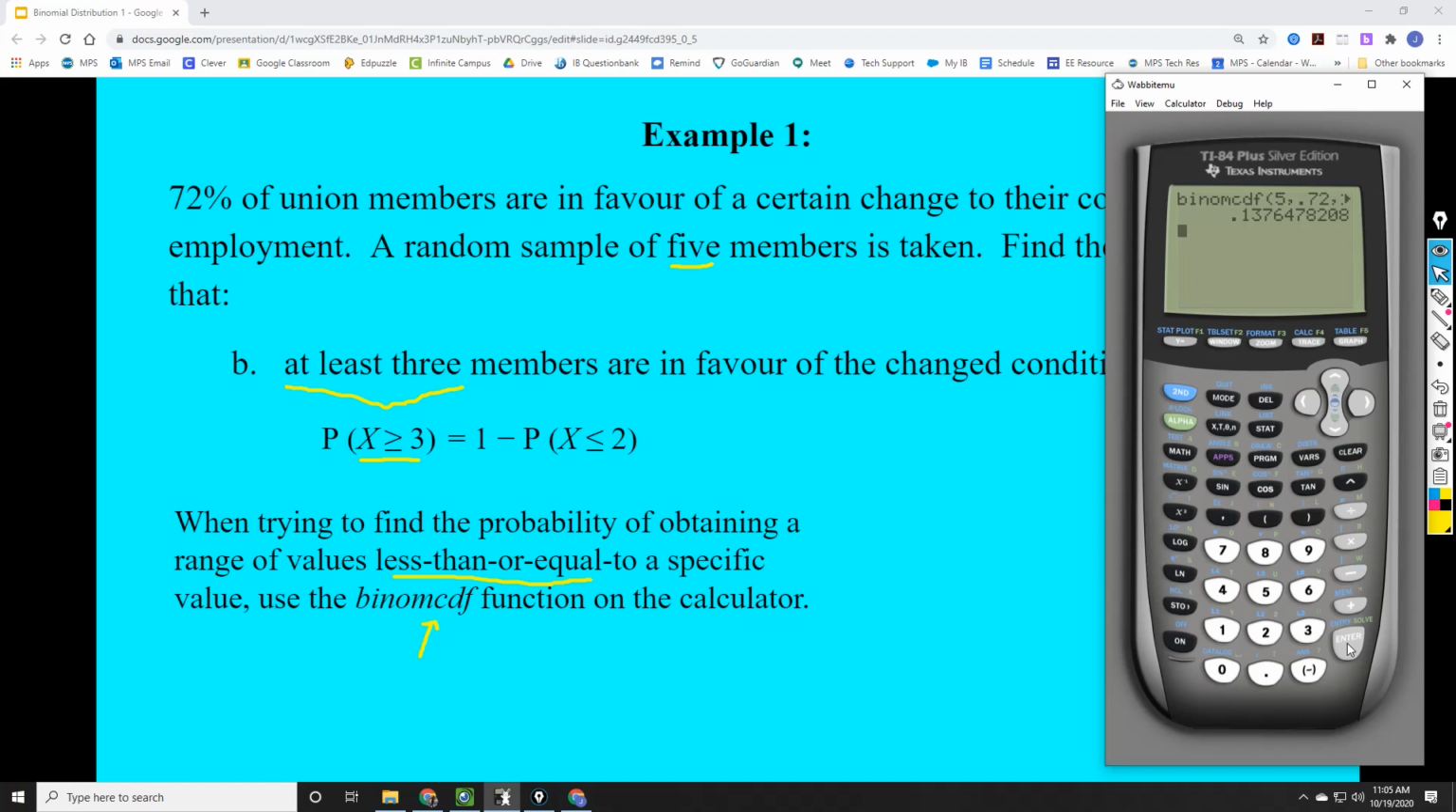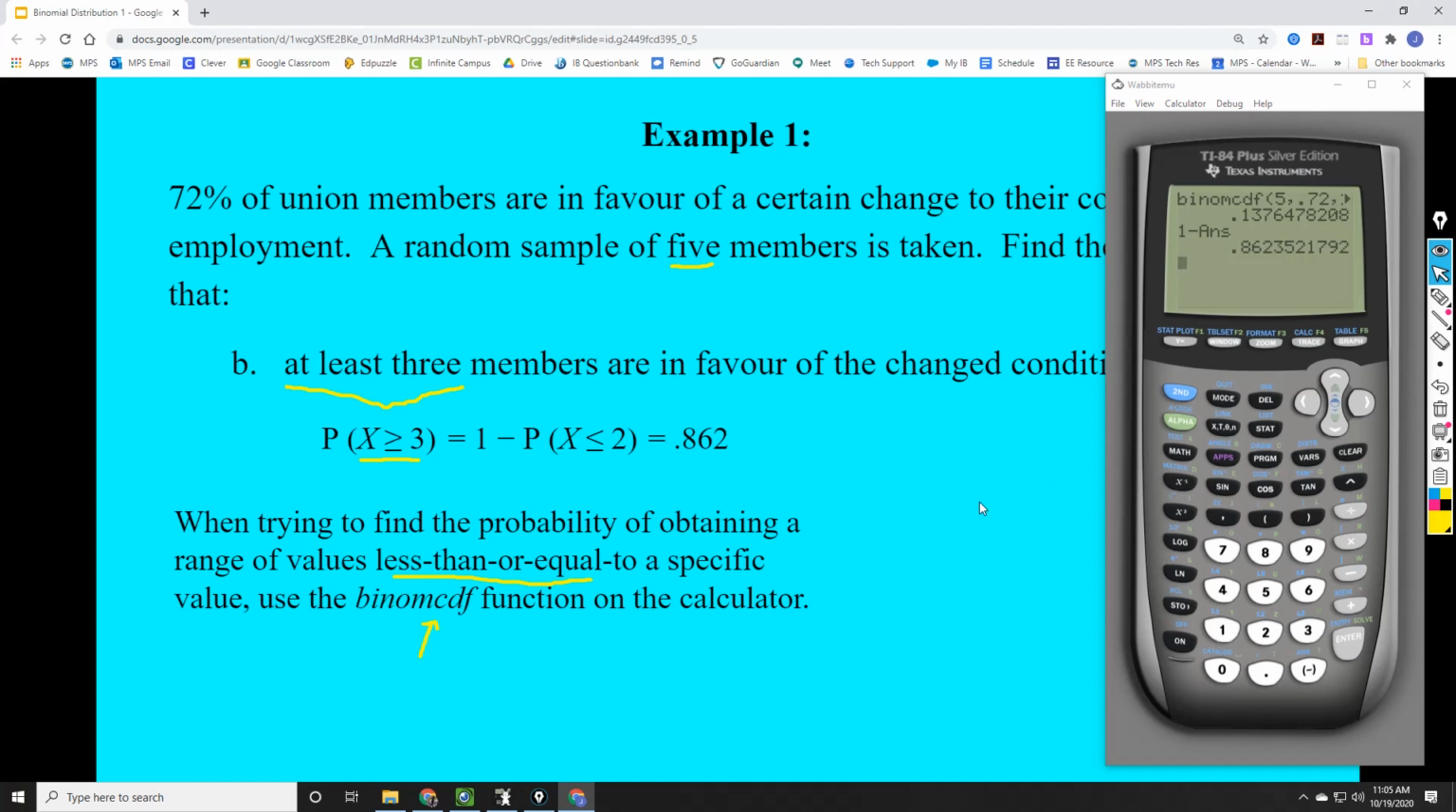But those are the ones I don't want. That's the probability of not getting it. So what I'm going to do is I'm going to do 1 minus, and then on my calculator, I'm going to press second and then answer. And that's going to take that previous answer and subtract it from 1, or do the complement of it, which means there's 86.2%, or 0.862 is the probability that we would have 3 or more members in favor of the change. And that's what we were initially looking for.